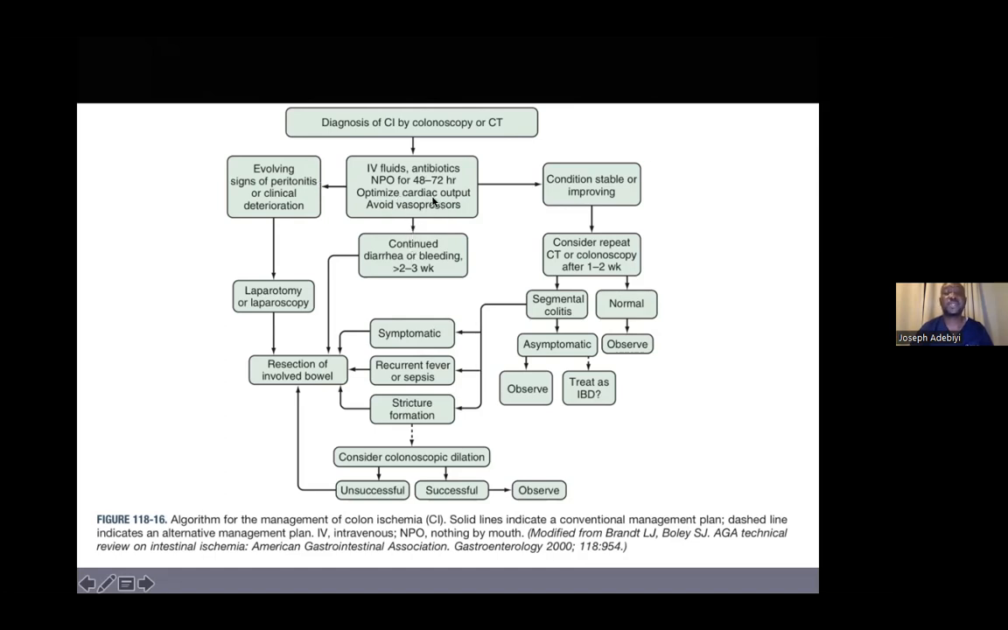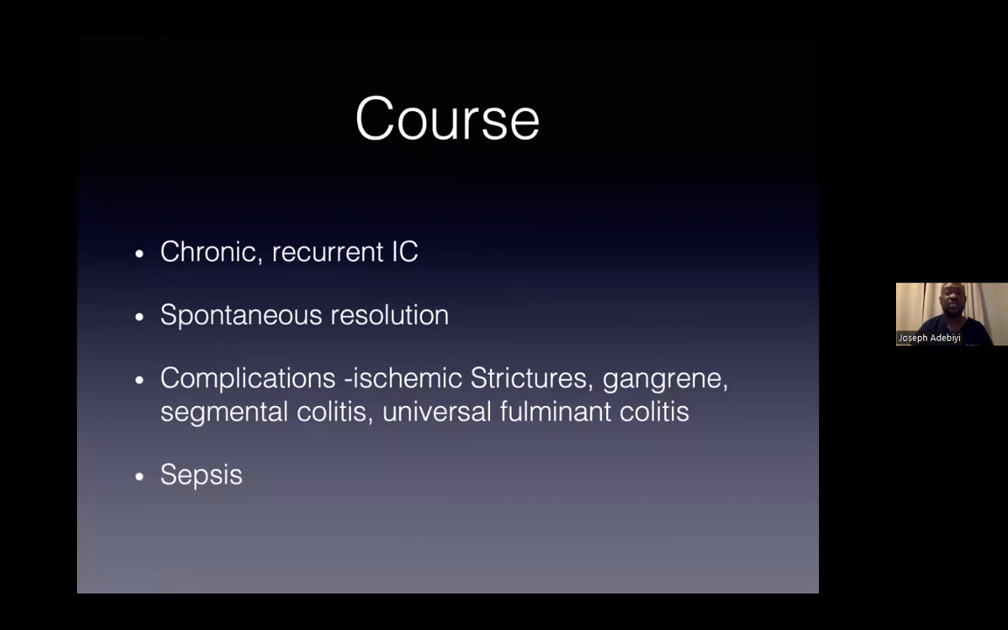And then depending on where the patient goes from there, if there's peritonitis or clinical deterioration, then you may involve the surgeons to do laparotomy or laparoscopy with bowel resection, depending on what you find. And if there's continued diarrhea, you also involve the surgeons. If the patient improves, you may need to repeat your colonoscopy in about 1 to 2 weeks. If they have segmental colitis, or they become symptomatic, or they have systemic compromise, then you decide on what to do, whether you want to do surgery or not. So usually the cause, like I said, could be chronic or recurrent.